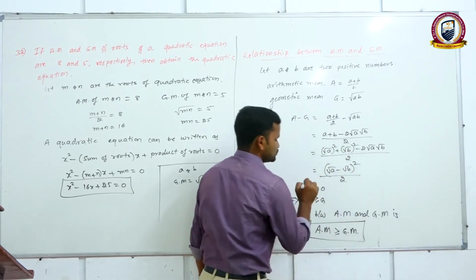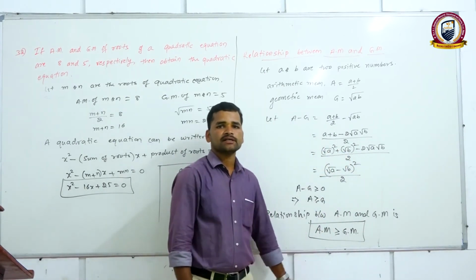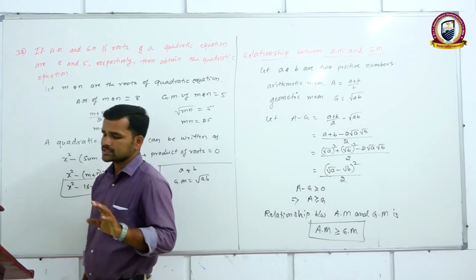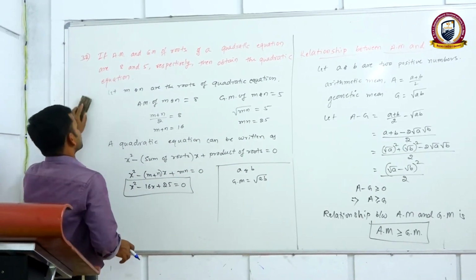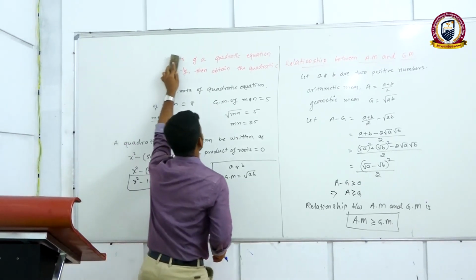Arithmetic mean is greater than or equal to geometric mean, there is no chance of it being less than. This is the relationship between arithmetic mean and geometric mean of two numbers.